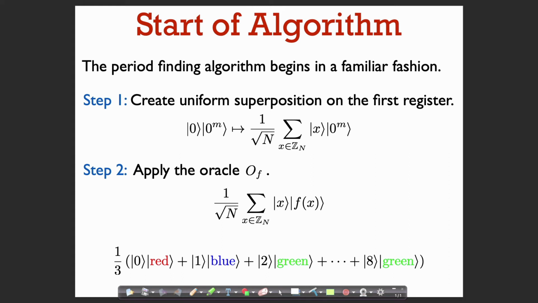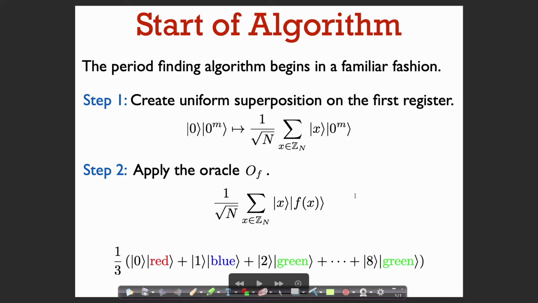Great. So let's go ahead and look at the quantum algorithm. The first step is very familiar. We create the uniform superposition on the first register. We can do this by applying the Fourier transform. Then we apply the oracle. The second register here is just the all zero string. So once we apply the oracle, that writes f(x) to the second register. So now we have this uniform superposition over all elements of Z_N, |x>|f(x)>.